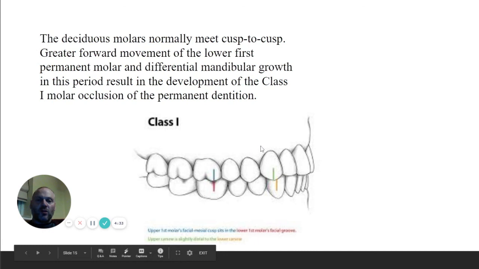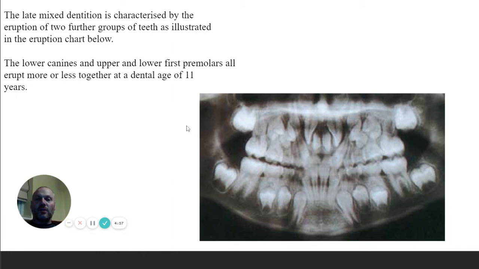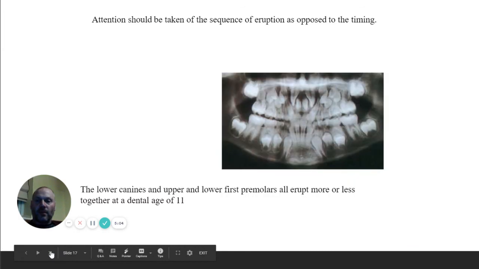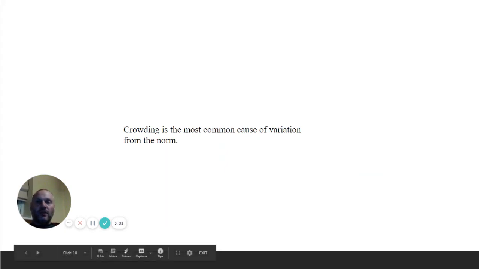So there was your class 1 occlusion, which is the ideal. Mixed dentition is characterized by eruption of two groups of teeth. Lower canines and upper and lower first premolars all erupt more or less together at the age of 11. And crowding is the cause of a lot of issues.